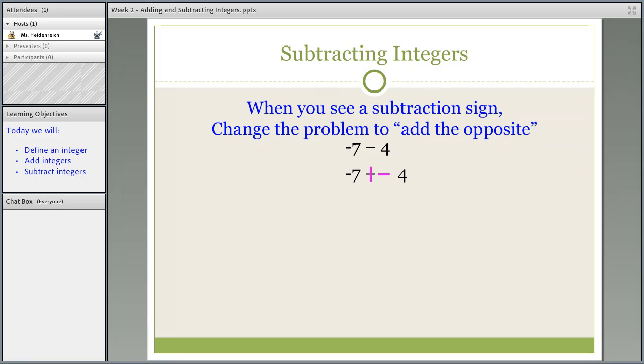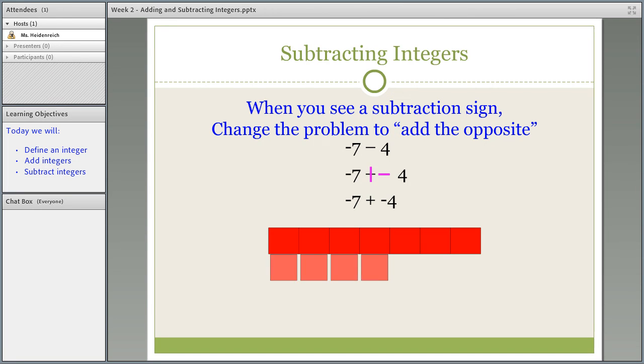So now we've already done problems like this with addition. And so we've just created something that we already know how to do. So we would have negative 7 plus a negative 4, which is 7 red boxes plus 4 red boxes, which is 11 red boxes. So I have a negative 11 for an answer.